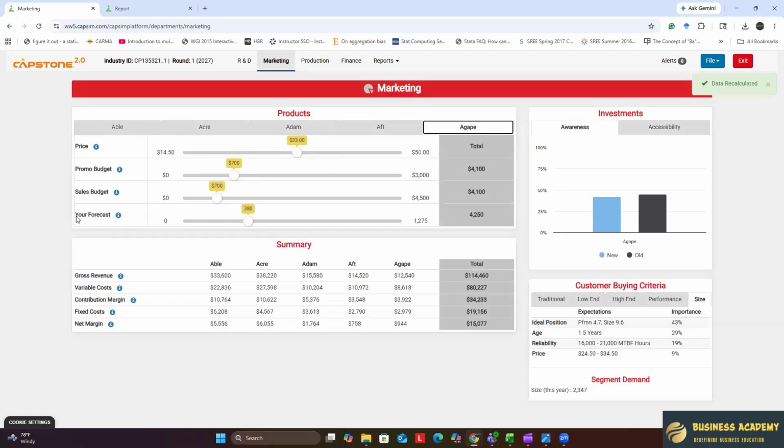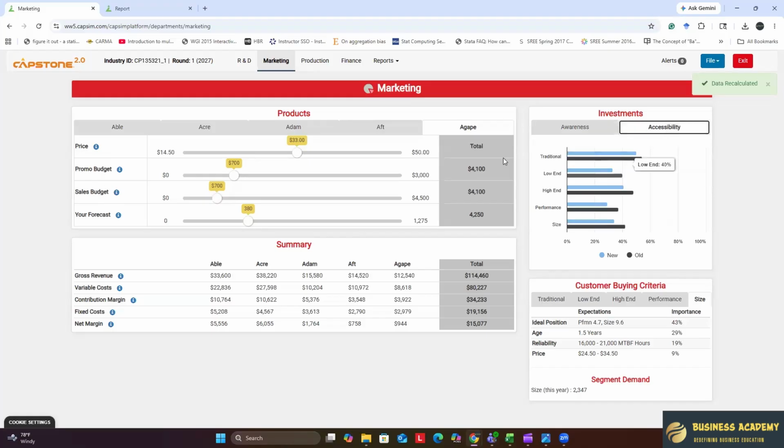So there are four decisions that you will be making here. One is price. How much are you willing to charge for this particular product? Next is your promotional budget. That is, how much are you going to spend for that particular product to increase awareness. And then you have your sales budget, that is for your accessibility. That means when you actually go to the store, you see the product available and whether your salespersons are trying to push the product towards the customer. And then your forecast, how many units do you expect to sell? So let's tackle this one by one.